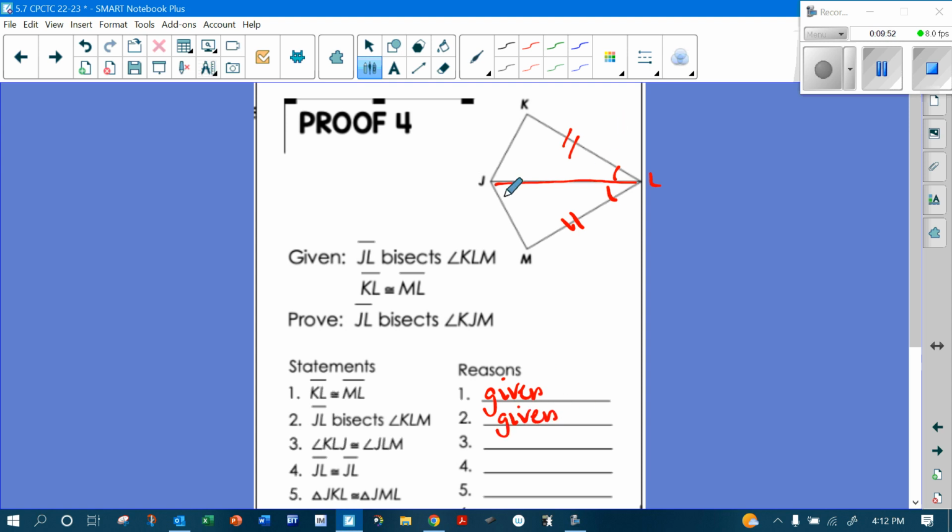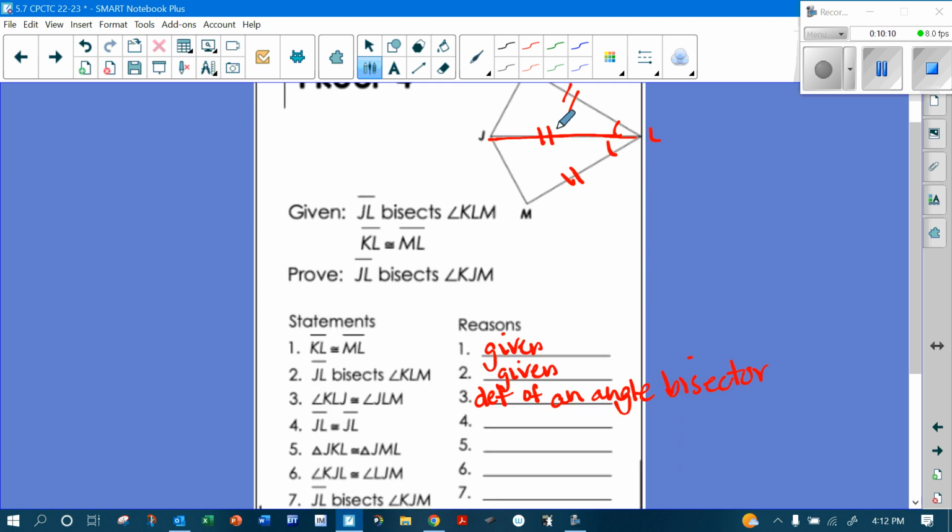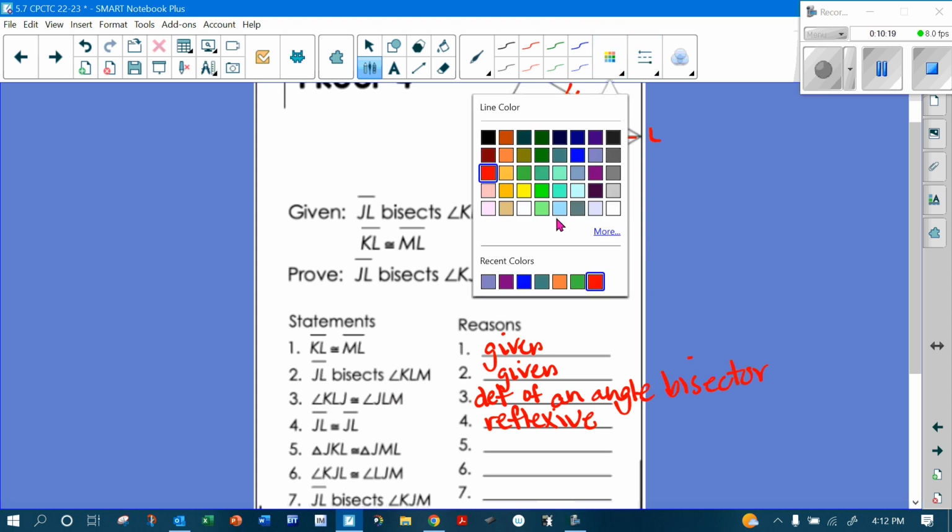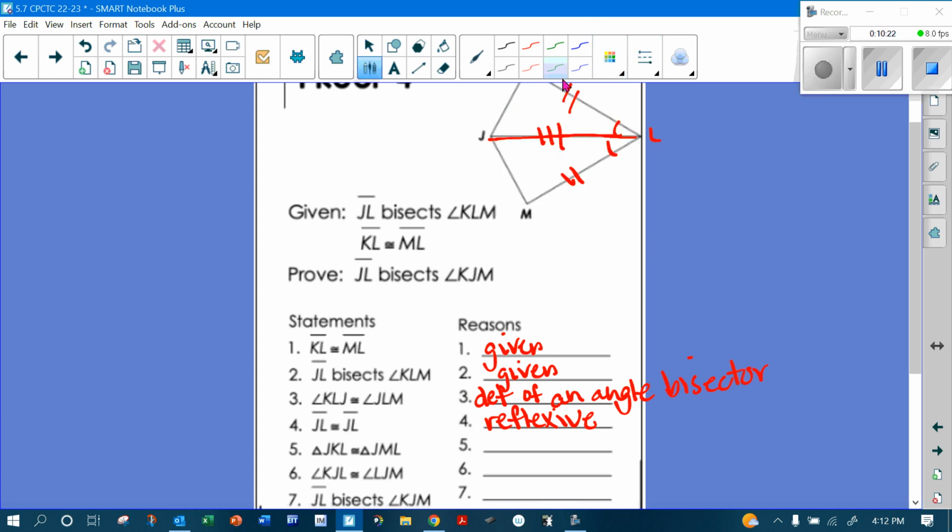And because JL bisects, this angle is equal to this angle. So that is the definition of an angle bisector. JL is equal to itself. That's always reflexive when you equal yourself. And now I know that triangle JKL is congruent to triangle JML by side angle side, because I have this side, this angle, and this side. So this is side angle side.